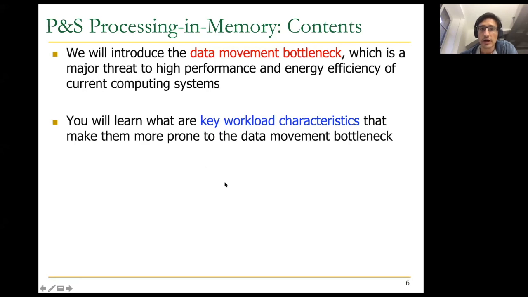The second thing is that you will learn what the key workload characteristics are that make a particular workload more prone to the data movement bottleneck and consequently more suitable for the processing in memory paradigm. So it's important to understand when one of the modern workloads that we are going to consider and analyze is already good enough when running on a current CPU or a current GPU, or when there is really something going wrong that is related to the memory access. And if that's the case, then we will propose some solution, and the solution is going to be called processing in memory, in whatever different form that we adopt or decide to use.